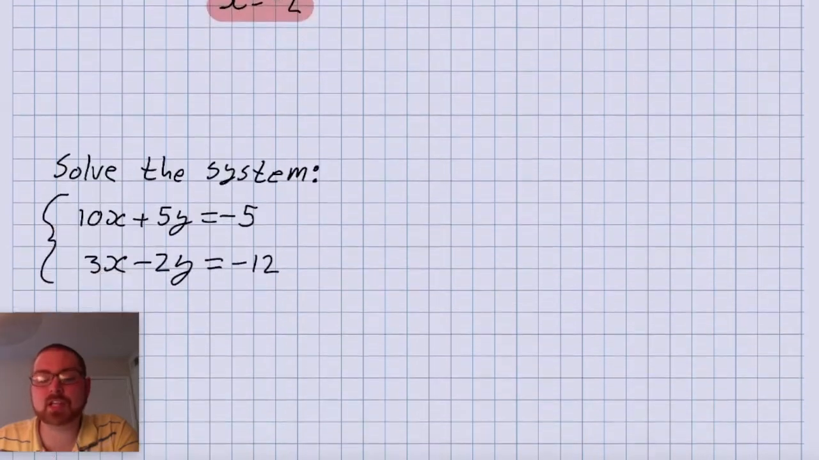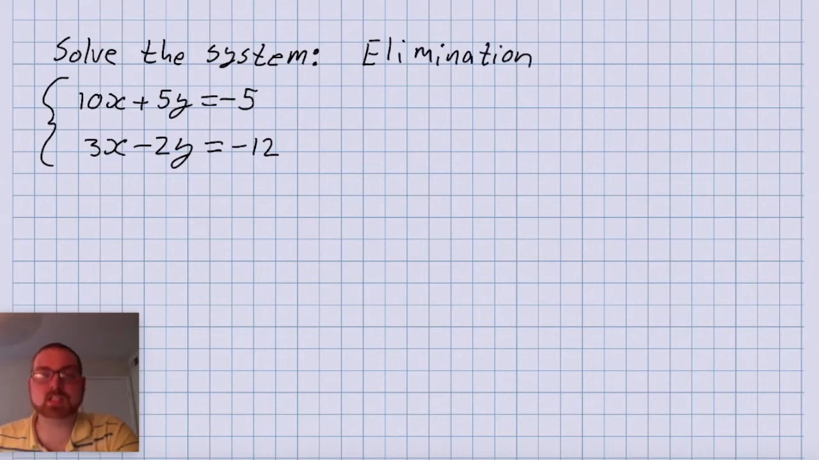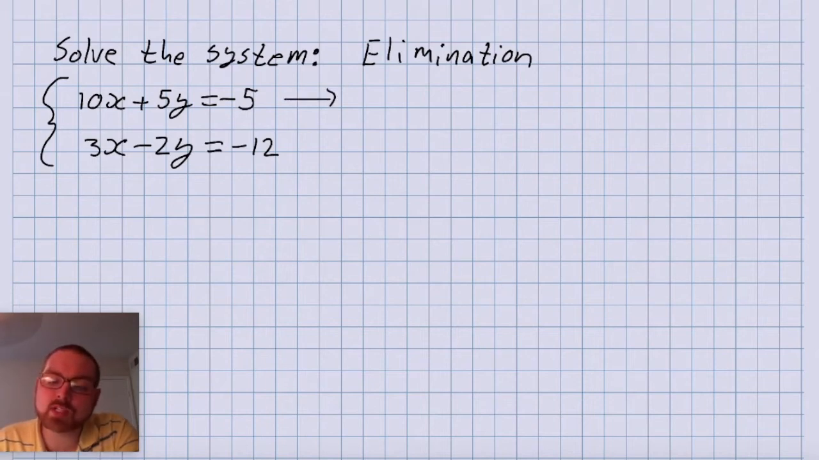Let's look at our second method, and that's going to be elimination. The method of elimination says, if I can add these two equations together to get a new equation and get rid of one of the variables, I can solve it. So what I'm going to do is change both equations here.